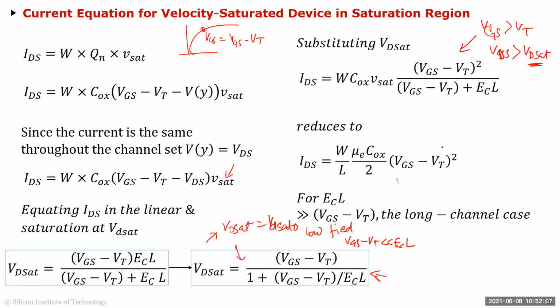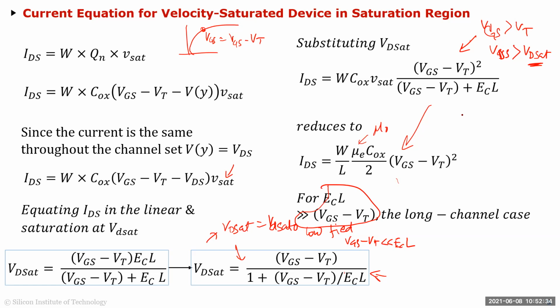If you make sure that VGS minus VT is much less than ECL, then this reduces to our earlier equation, and you can substitute mu naught over here, and then you get our old long channel friendly equation, mu naught over 2 Cox times VGS minus VT whole square. Okay. All right. Any questions?